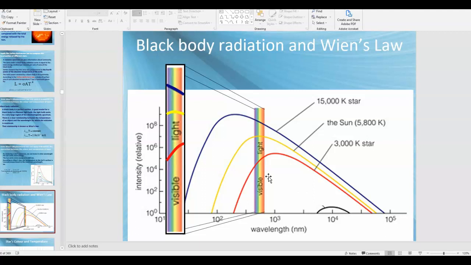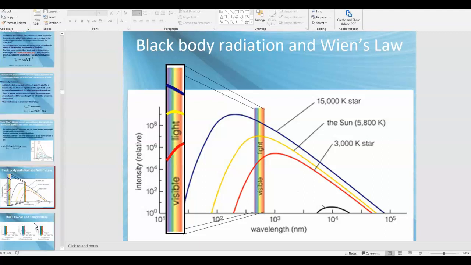And so the coldest stars start off red. If you had a star that was hotter, then its peak wavelength would shift towards the middle, maybe around orange or yellow. And if its peak wavelength overlaps the entire visible spectrum, then it might be white. And if it's hot enough, for example a 15,000 Kelvin star, then the peak wavelength might be over here on the blue side.